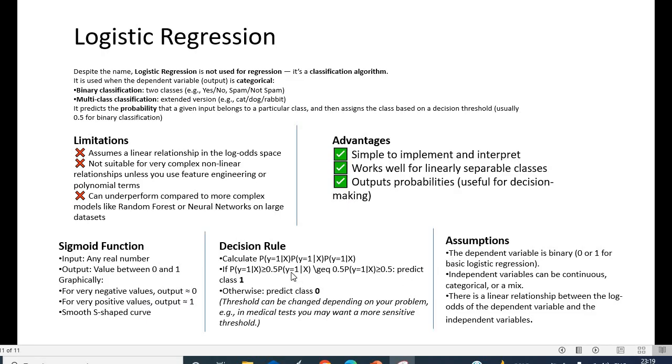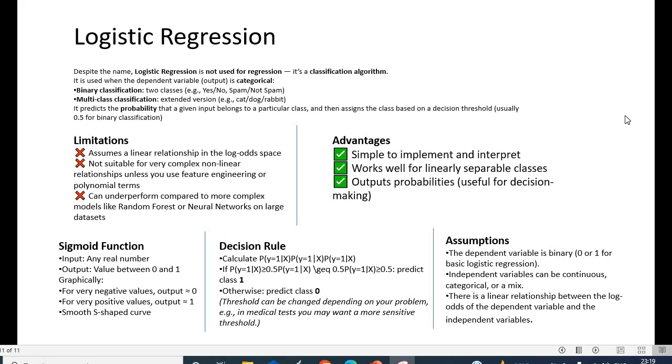The decision rule is what we discussed. It is all about how you want to predict your value, right? If the value is greater than 0.5, it predicts 1, otherwise it predicts 0. And we can define the threshold, right? The assumption is that the dependent variable is binary, 0 or 1. The variable on which we are dependent is always 0 or 1. The independent variable can be continuous, categorical, or a mix.